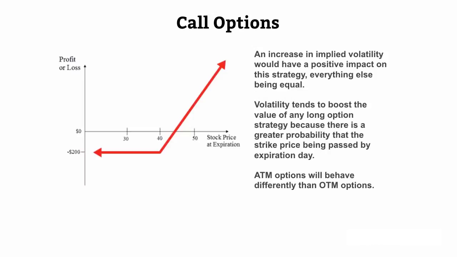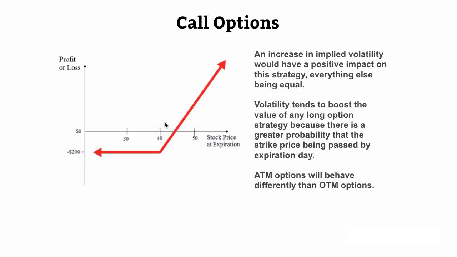Now, as implied volatility increases, which we'll talk about later on in this module, it does have a positive impact on this strategy, everything else being equal. Volatility tends to boost the overall value of long options because there's a greater probability that the strike price will be passed by expiration. And this just means if the market's more volatile and we have a stock that's sitting at $40 and there's a good chance that it could swing between 30 and 50, then there's a good chance that this options contract may be pretty valuable.